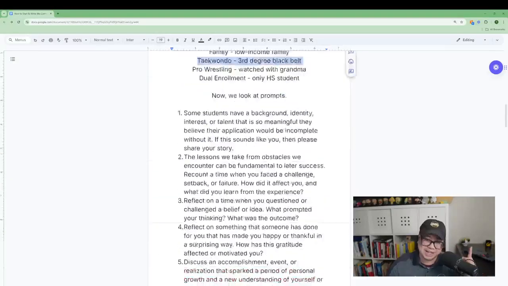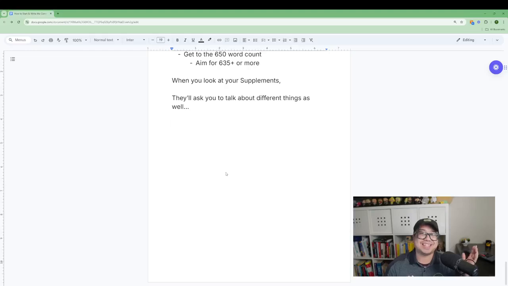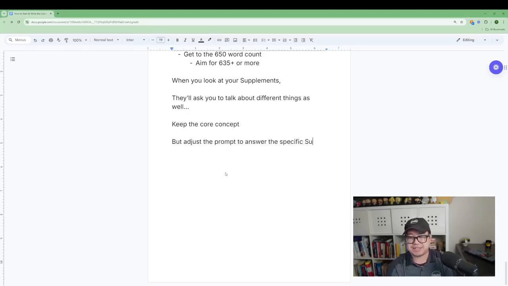That's why, little pro tip, right? We have students last year applying to over 40 colleges. It's not that hard if you recycle prompts, not copy paste, recycle. Keep the core concepts, but adjust the prompt to answer the specific supplement question itself. Okay? And that is going to be the key to writing your Common App essay.